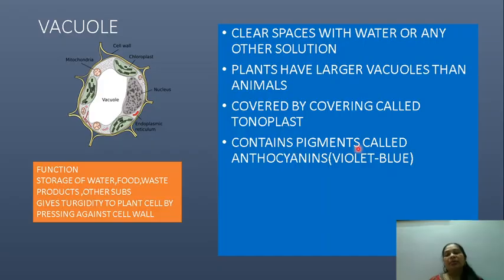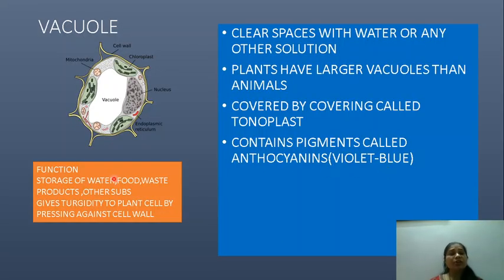It contains pigments called anthocyanins. Now all vacuoles contain a pigment known as anthocyanins. This had come for last year's final exam question paper. What pigment is present inside the vacuole? So the answer is anthocyanins, and that is why it is violet to blue in color.